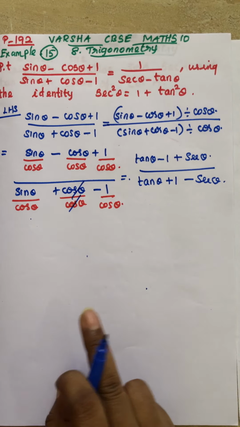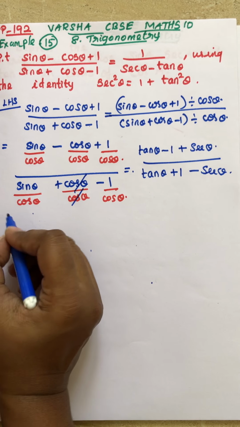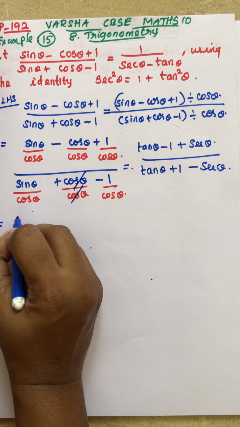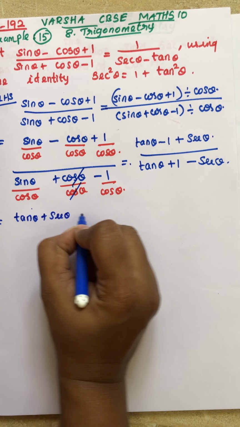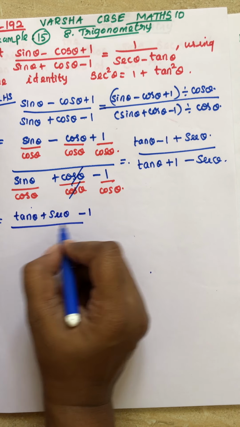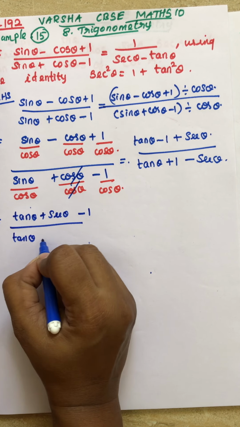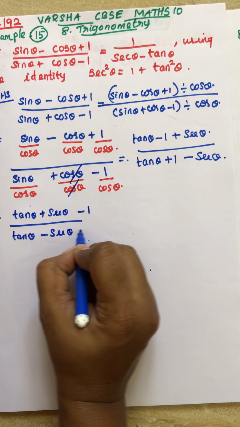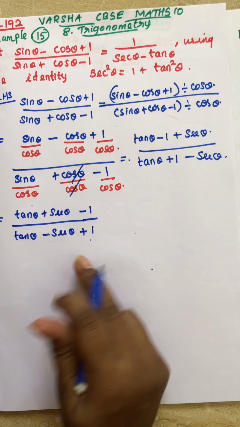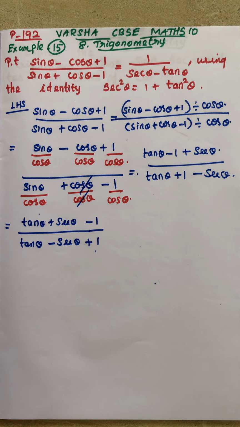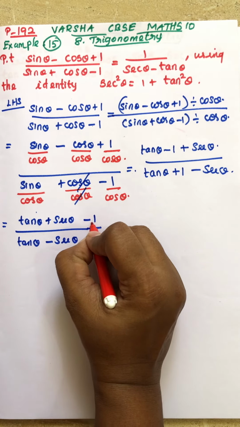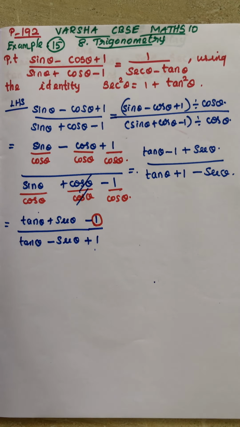So we are coming close to our answer. What is the next step? Tan theta plus secant theta minus 1, then here also tan minus secant plus 1. Students, this is a very important step. I am going to do the next step. See what I am going to do. I am just rounding the 1.